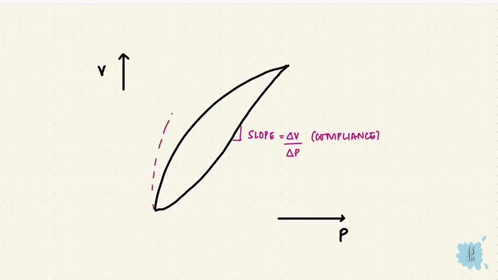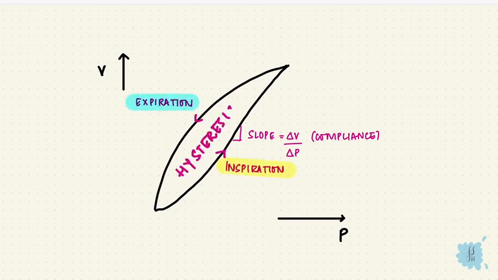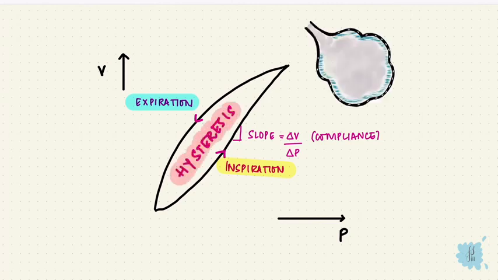So more slope, more compliance. That means a steeper curve means it's more compliant. So this curve is for inspiration and this is for expiration, and they follow different paths. That phenomenon is called hysteresis, and one of the reasons hysteresis happens is because of surface tension that needs to be overcome during inspiration, so that's why the curves are different.